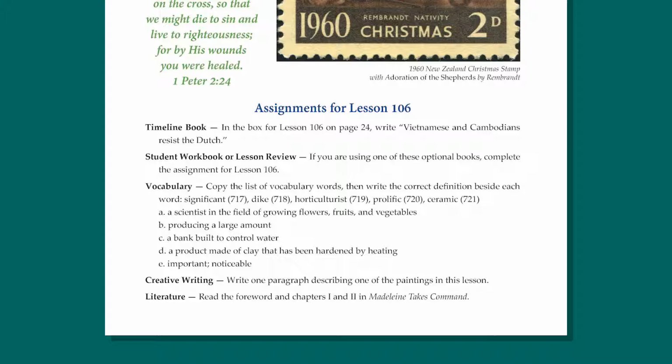Your student will complete a vocabulary activity and a creative writing prompt. If you would like to keep your children's vocabulary and creative writing assignments, we suggest you have them write them on notebook paper and store them in a 3-ring binder. This works well for their Bible assignments too. Students also read the foreword and 2 chapters in Madeline Takes Command, a book based on a true story and set in French Canada during this time. It is one of the 10 literature titles that we recommend throughout the course.